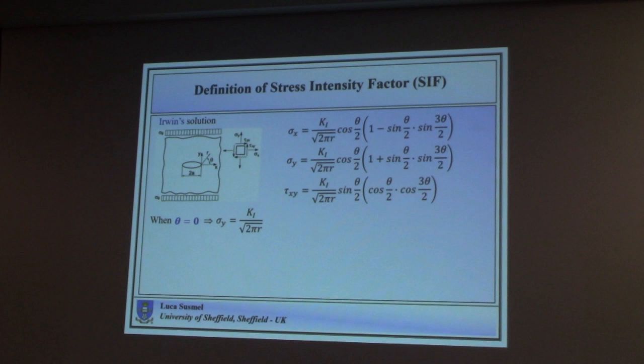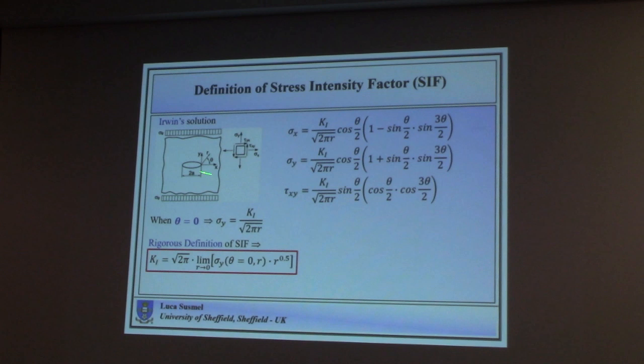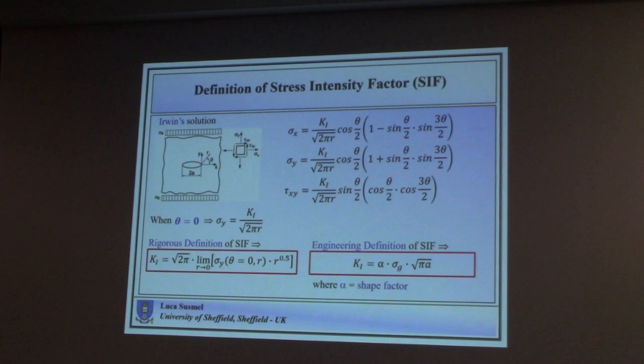And again, if we consider the stress distribution along the notch bisector, we can define K1 this way, and this is the classic limit definition we use to determine K1 from FE models. But actually what we like the most when it comes to engineering applications is this definition, which is the engineering definition for the stress intensity factor, where K1 is equal to alpha, which is the shape factor, times the gross stress, times the square root of pi, times the semi-length of the crack.